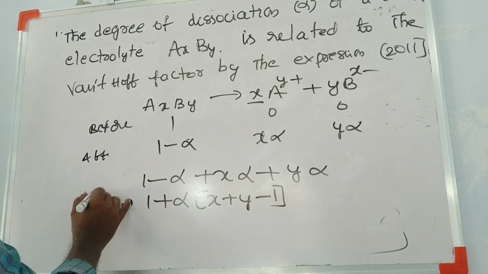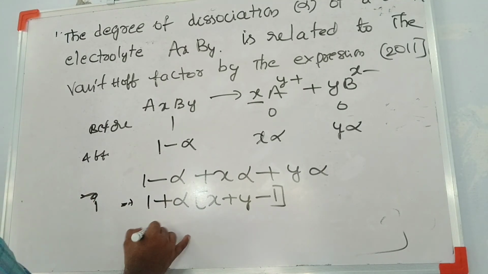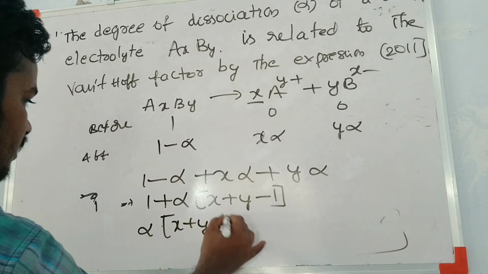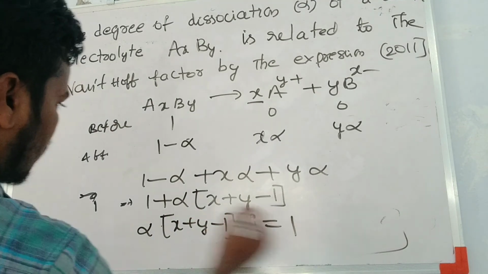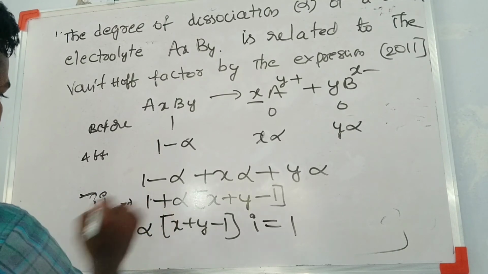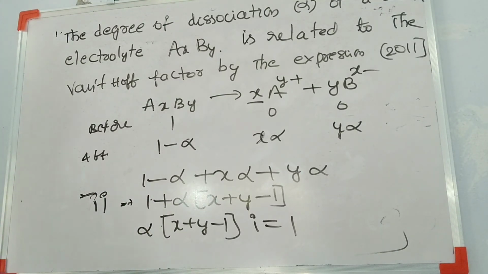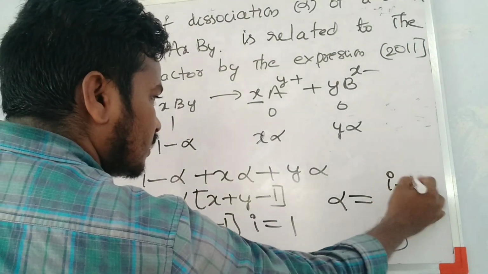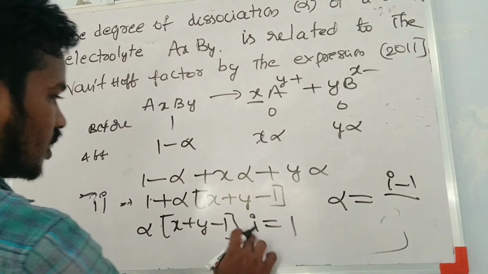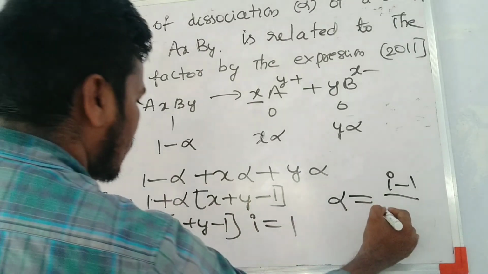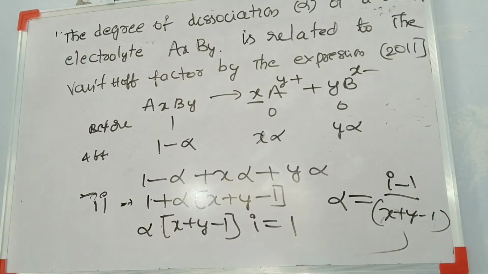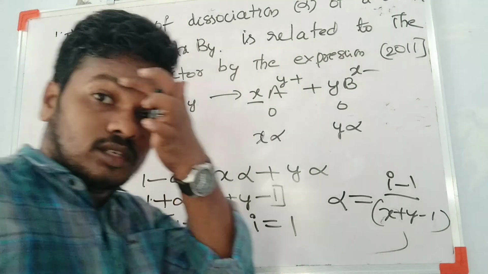So the degree of dissociation we are calculating. See here, i is equal to 1 plus alpha (x plus y minus 1). Now you can see what they are asking: i minus 1 is equal to alpha (x plus y minus 1), so alpha is equal to (i minus 1) divided by (x plus y minus 1). This is the degree of dissociation they asked in the 2011 mains. They asked this question.